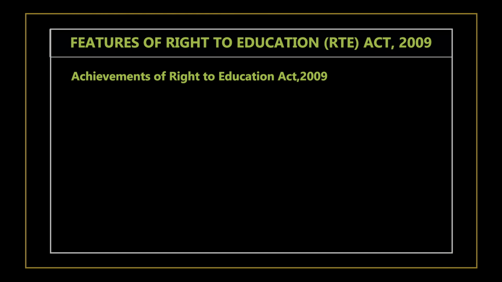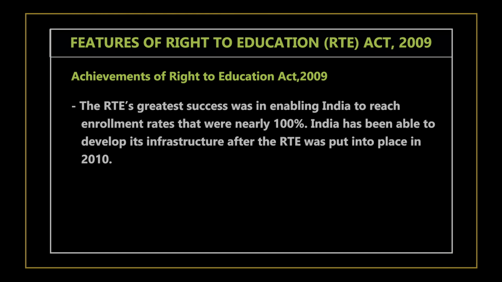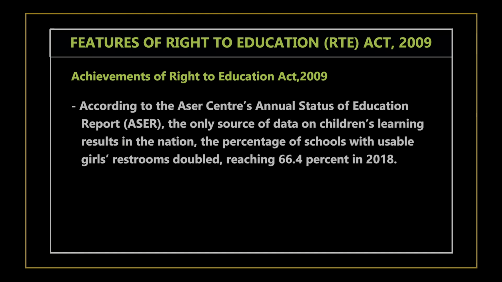Achievements of the Right to Education Act 2009. The RTE's greatest success was in enabling India to reach enrollment rates that were nearly 100%. India has been able to develop its infrastructure after RTE was put into place in 2010. According to ASER Centre's Annual Status of Education Report, the only source of data on children's learning results in the nation, the percentage of schools with usable girls' restrooms doubled, reaching 66.4% in 2018.